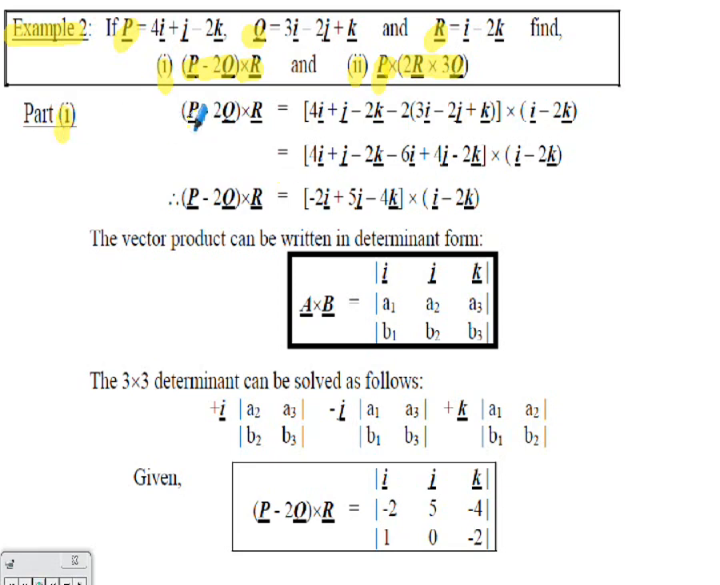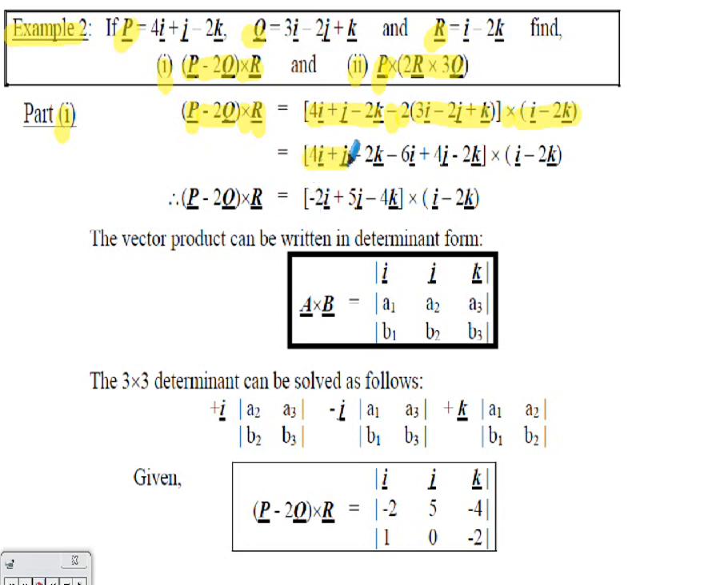So part 1, we've got vector p, take away 2 times vector q in the bracket, and then that's multiplied by vector r. So the first thing we need to do is to solve the bracket. So vector p from the question is 4i plus j minus 2k, and we take away from that 2 times vector q. Vector q is given as 3i minus 2j plus k, and we're crossing that with the vector r, i minus 2k. So be careful of the bracket here. We've got to multiply each of the terms by 2, and there's a change of sign, of course.